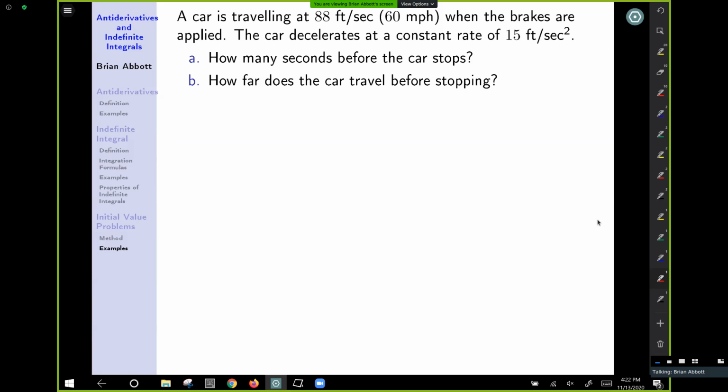So what are we told here? Decelerating is about acceleration, but it's the opposite of acceleration, or negative acceleration. So they tell us a of t equals negative 15 feet per second squared. I don't have any variable t there because it's a constant deceleration rate. It doesn't matter what time the car stops at a constant rate of deceleration. So this is basically all we need to start.